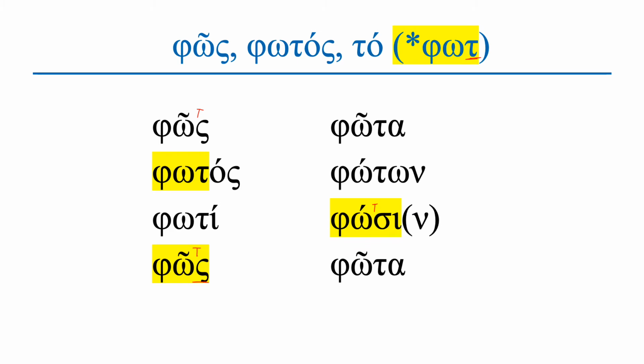So in the nominative, the stem phot comes up against the case ending sigma and the tau drops. The same thing in the accusative singular, because in the neuter the nominative and accusative will look the same. Then you have phota, photon, phosi, phota. That should be good. So those are your two words, charit and phot, with stems ending in tau.